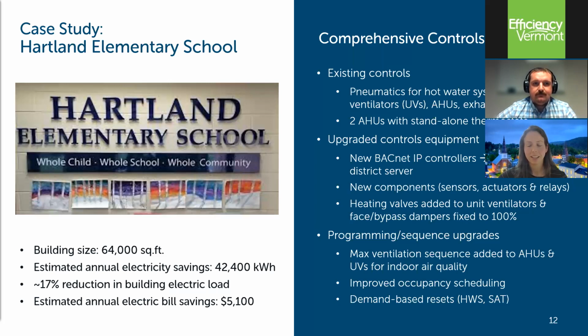Thanks, Nick. Yeah, so through all of the efficiency improvements that were made as part of this project, the school ended up saving 42,400 kilowatt hours of electricity per year, which is equivalent to a 17% reduction in their annual building electric load and $5,100 in annual cost savings on their electric bill. As Nick mentioned, the improved scheduling and hot water supply temp reset sequences saved on electricity, but they likely also saved on fuel oil. But unfortunately, we didn't have access to that data in order to quantify the exact savings.